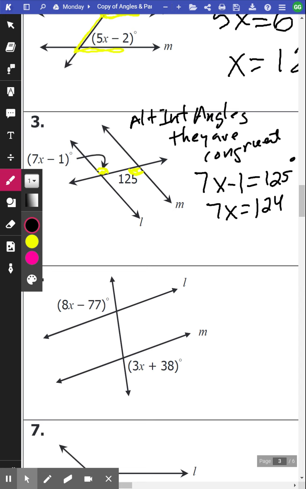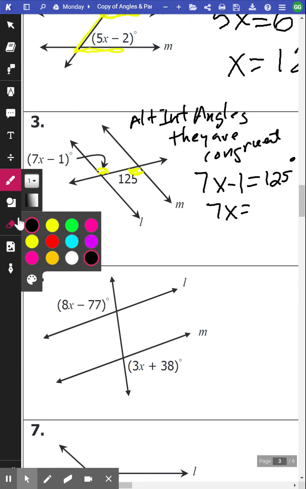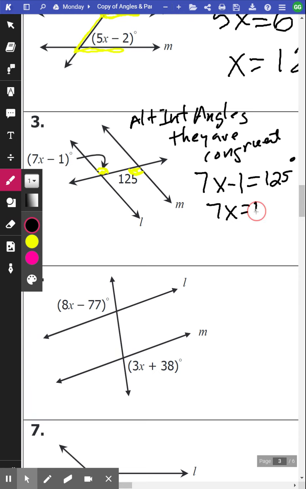Hold that thought. I caught myself. It's not 124. I'm adding a 1. So it's 126. That means x is equal to 126 divided by 7. You're looking at 18.